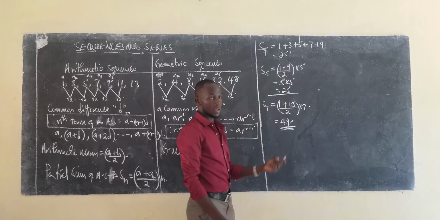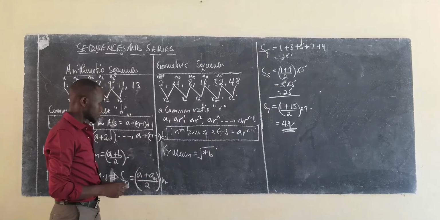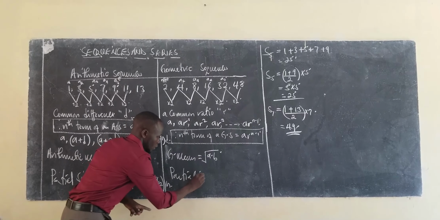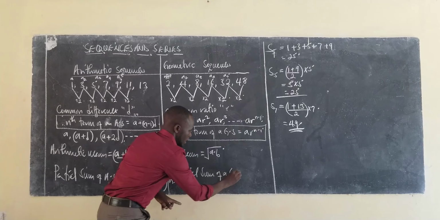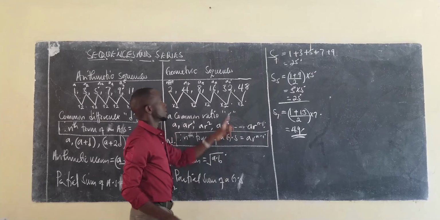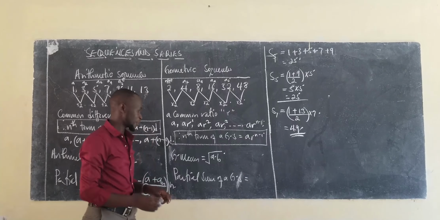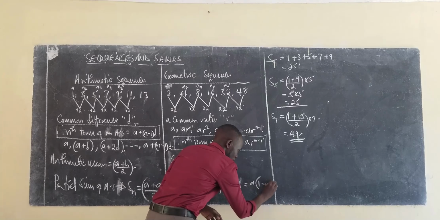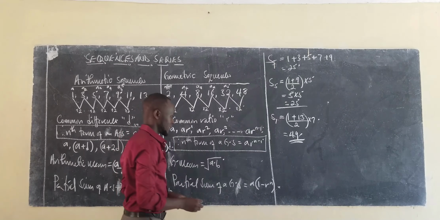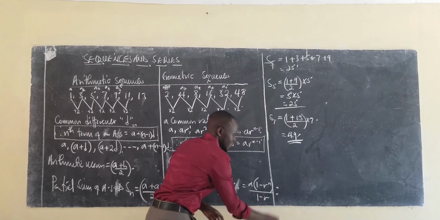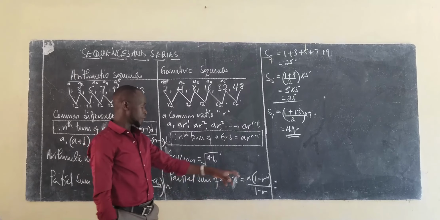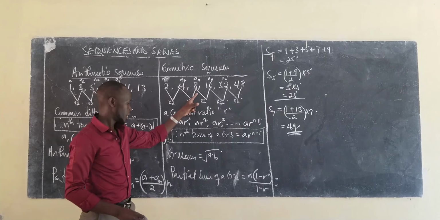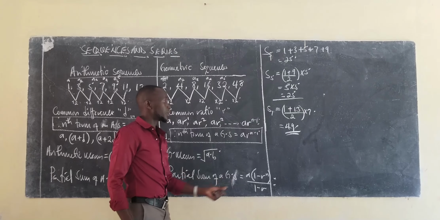Yet this person who did this has solved it a little simpler. How about if you're looking for the partial sum of a geometric sequence? For a geometric sequence, we get the first term. We multiply it by the difference between 1 and the common ratio power n. We divide it by 1 minus the common ratio. When you do this, the answer that you get gives you the partial sum of the geometric sequence.